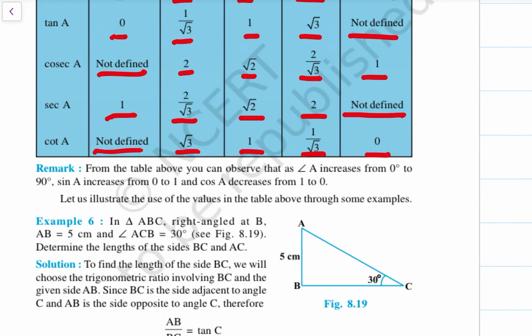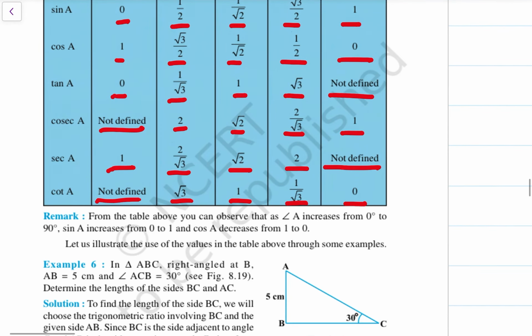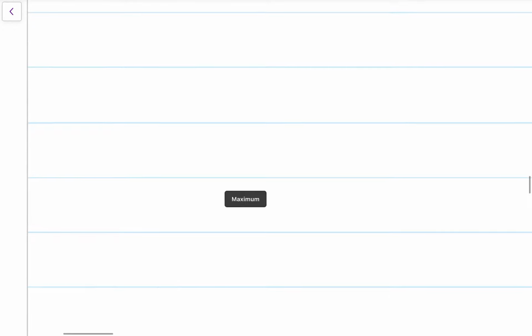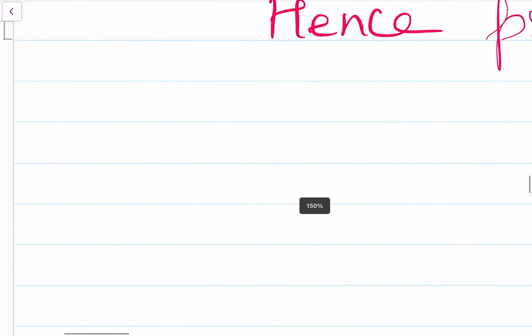From the table above, we can observe that as angle A increases from 0 to 90, sin A increases from 0 to 1 and cos A decreases from 1 to 0. So, is this table very much clear? Now, there is a trick to remember this table very easily. Let us perform that trick.